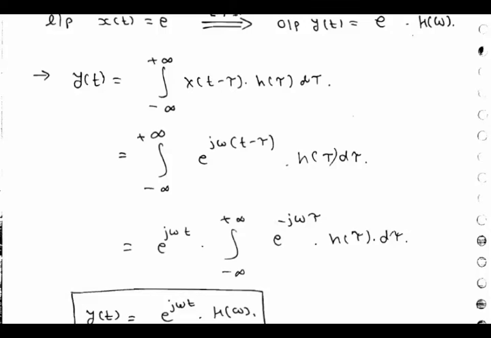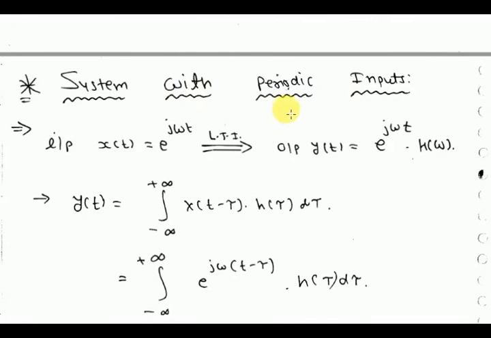Okay, the next problem topic is system with periodic input. For an LTI system, x of t is e to the power j omega t, meaning the input is a complex exponential. The output will be y of t equal to e to the power j omega t into h of omega. This means e to the power j omega t is called an eigenfunction. An eigenfunction is a function which, if we apply it at the input, we get the same form at the output; only the amplitude and the phase will be changed, and that depends on h of omega.